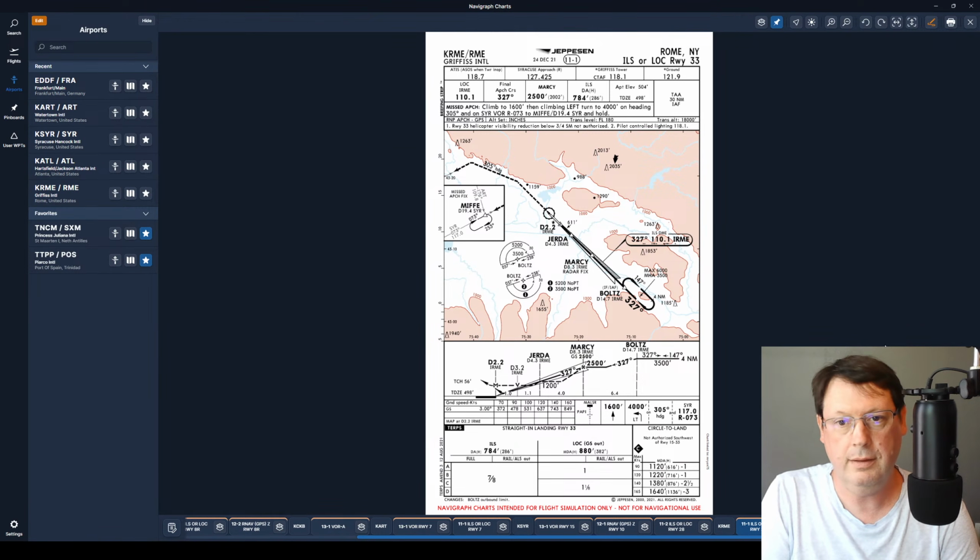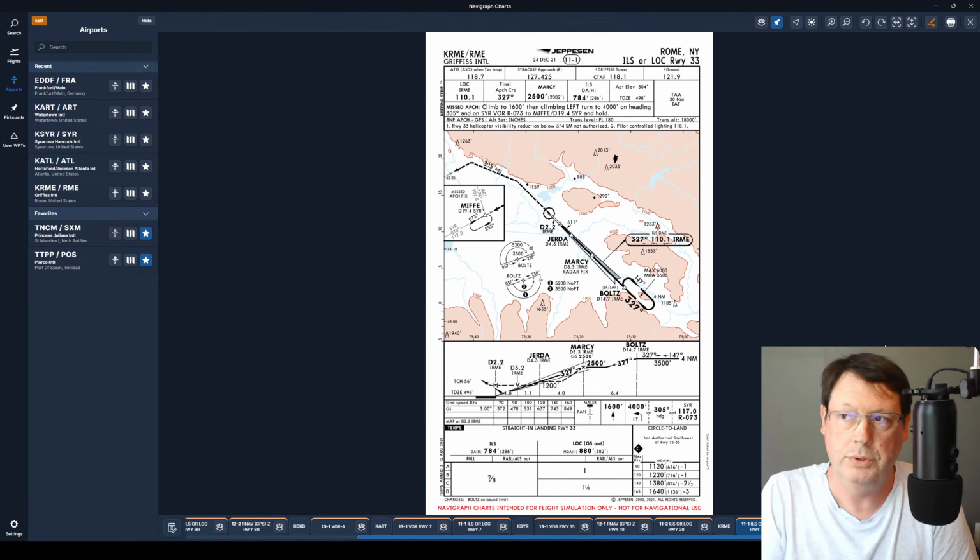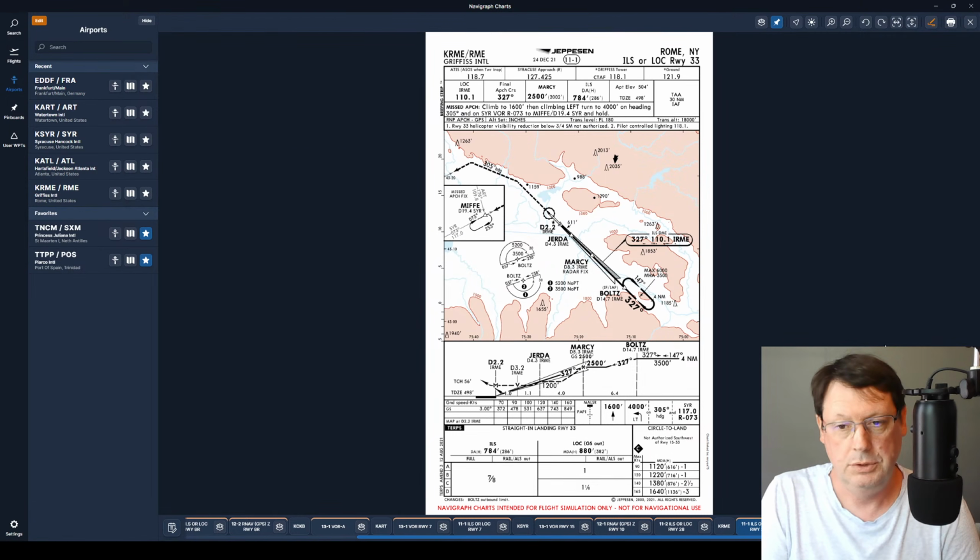We're going to go through the basics of charts, and we'll go through precision approaches, ILS approaches, approaches with vertical guidance, which are RNAV approaches generally speaking, and non-precision approaches like localizer and VOR approaches.